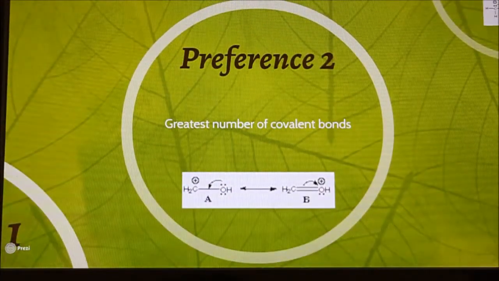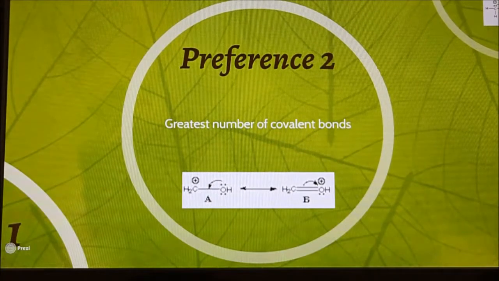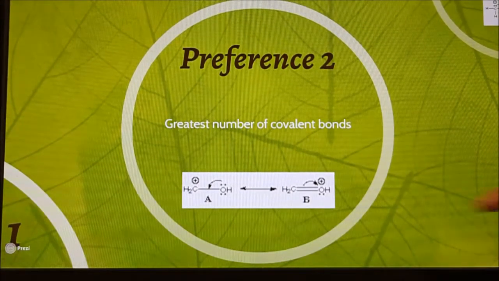The second preference is that it must have the greatest number of covalent bonds. So as you can see by this example, resonance B is again the major contributor because it has 2 covalent bonds versus just the one in structure A.